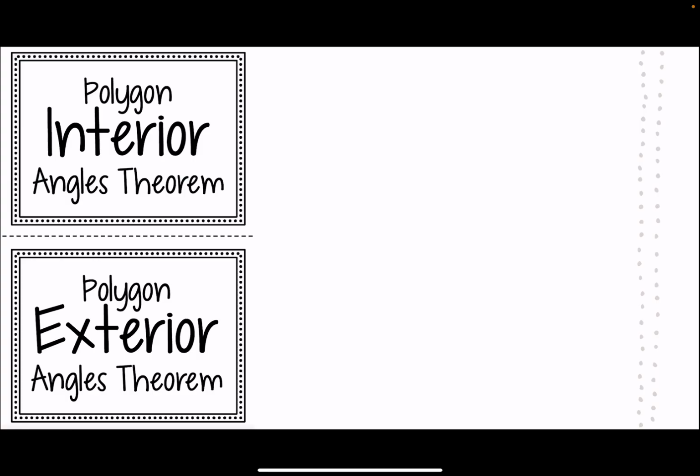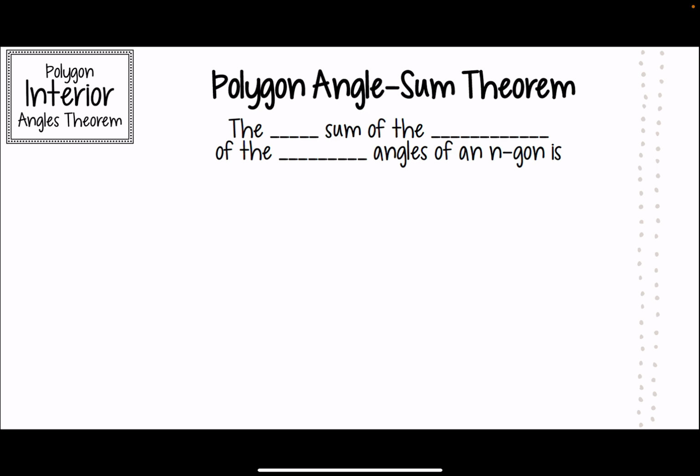All right, so your notes should look like this. We've got our interior angles theorem and our exterior angles theorem. The first one is our polygon angle sum theorem, is what it's colloquially known as. We tend to not say interior when we're talking about this because the angle sum is talking about the inside typically. Now, this is the angle sum of the measures of the interior angles of an n-gon.